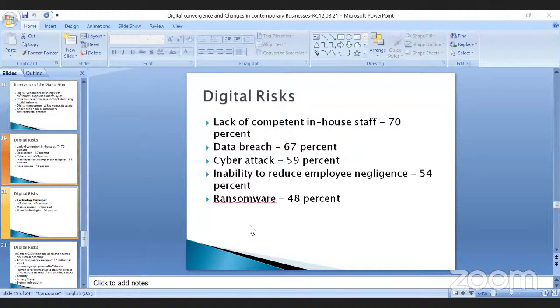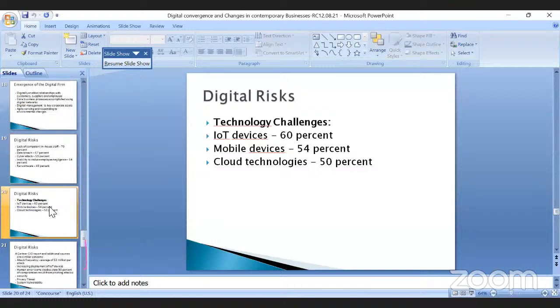See, the lack of competent staff, maybe 70%. Data breach. People may carry the important data outside the organization. It's happening with all organizations because of the connectivity, storage devices, pen drives, the internet, and emails. There can be a cyber attack, and there can be employee errors, human errors. Ransomware and bugs can happen with the digital risk.